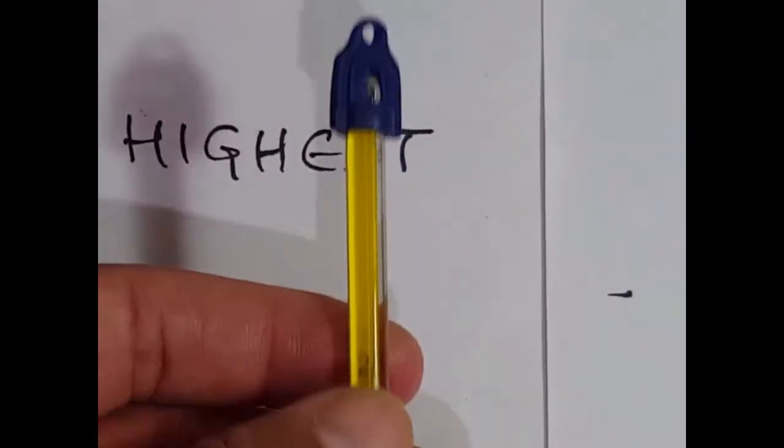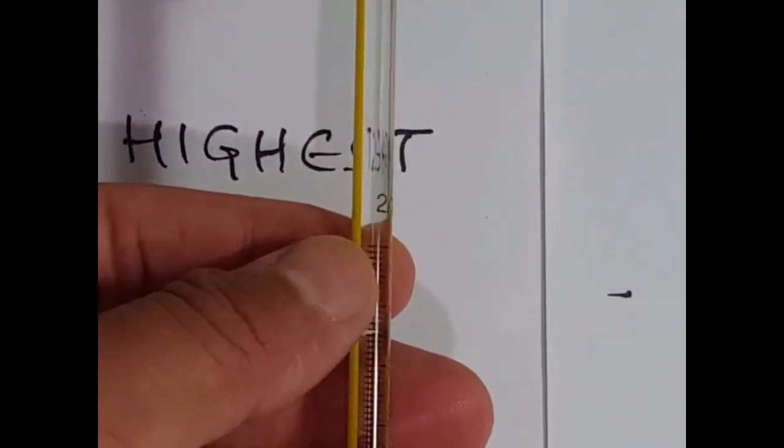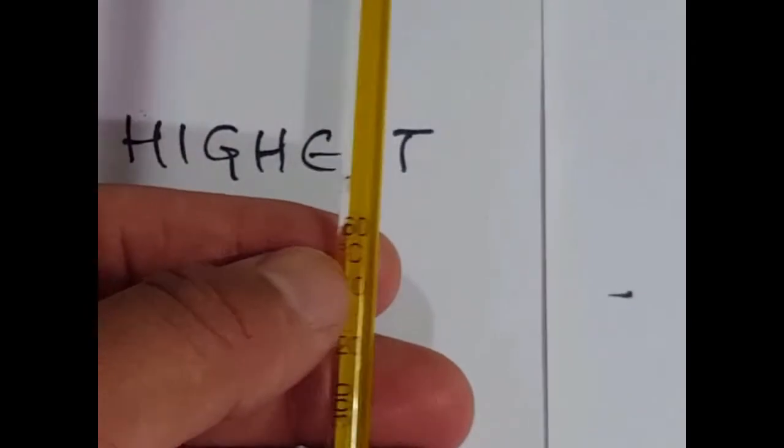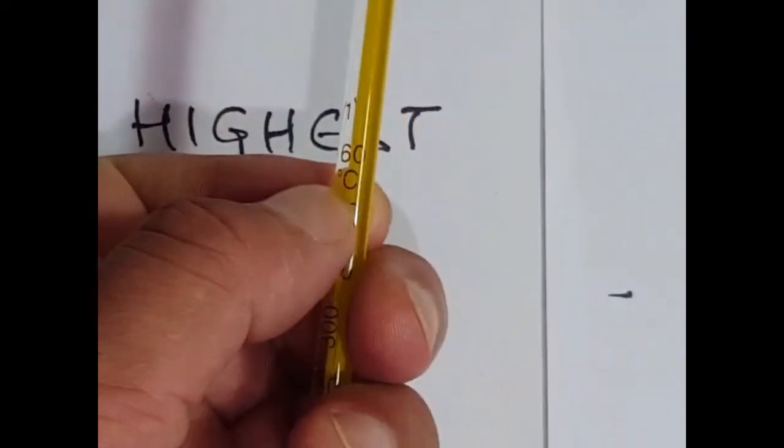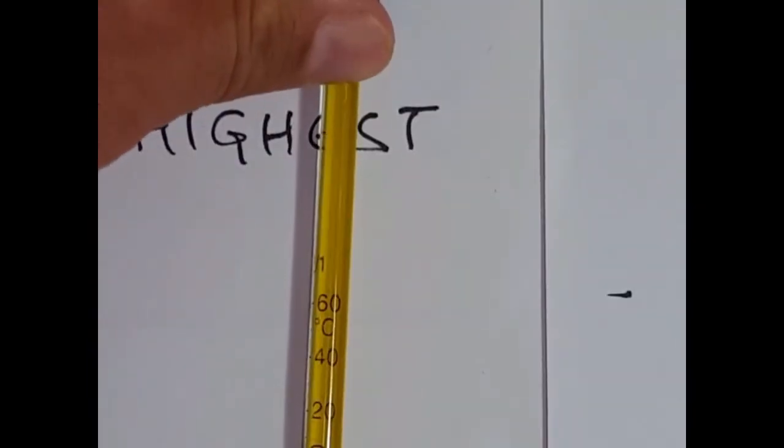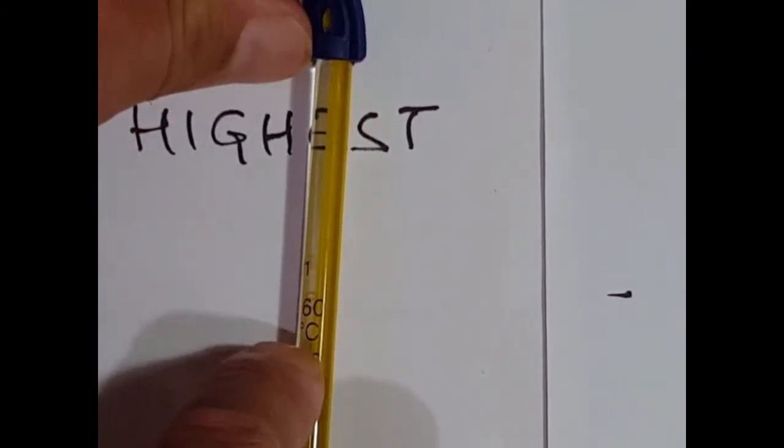But what is the unit? Let us first of all find out what is the unit that this thermometer is using. And the unit happens to be degrees Celsius. Have a look here, right above the nail of my thumb. If you see, it's degrees C. Let me put it down so that we can see it more clearly. Can you see it clearly? It's degrees C right here, right? So this is degrees Celsius.